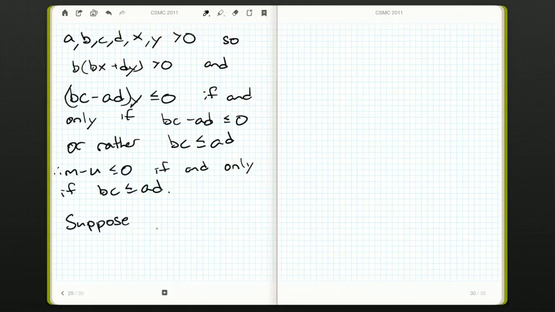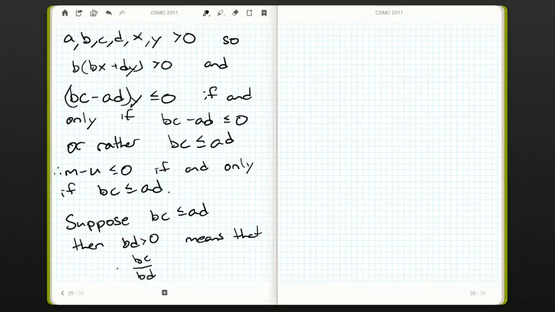Now proof by contradiction worked in the D part, so how about we try it again? Suppose BC is less than or equal to AD. Well, I can divide both sides by BD and not change the sign. BC over BD, well, that's just C over D, and AD over BD is just A over B, and that's u.